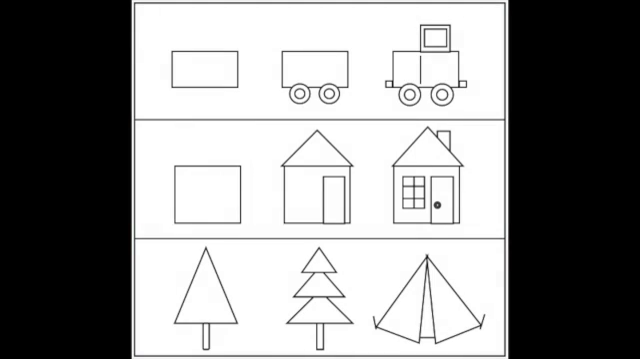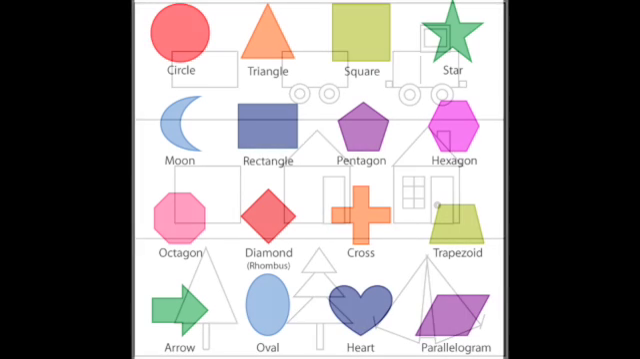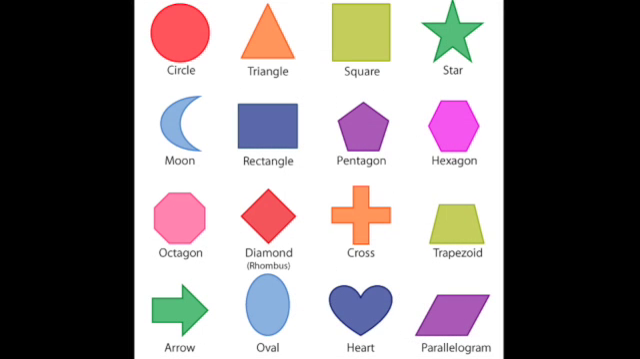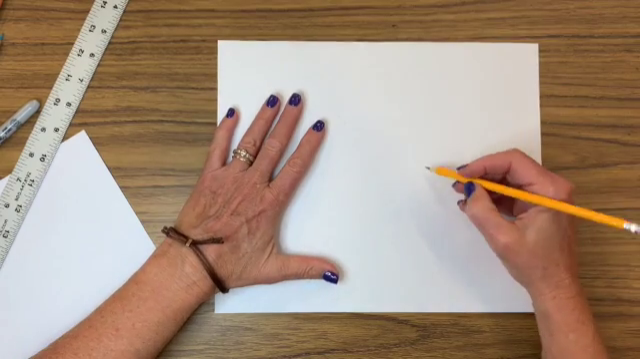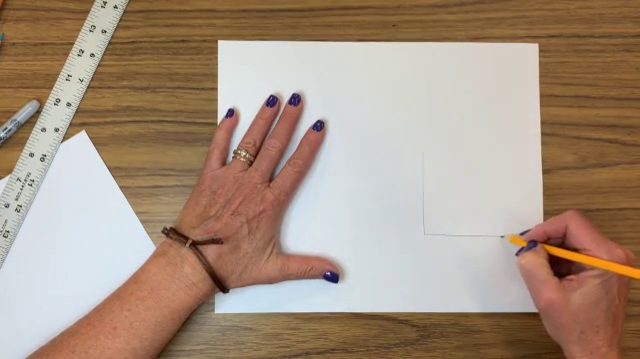Wow, that was neat. Here's some other examples. You can see how they've taken squares and made trucks and houses. There's all kinds of simple shapes to choose from when you're drawing. I'm going to start by showing you some shapes.